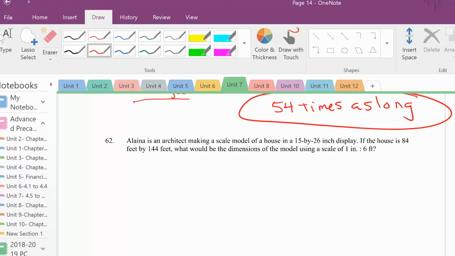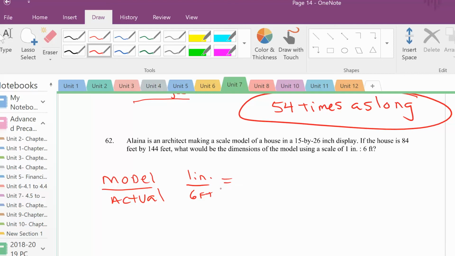So Elena here is an architect making a scale model of a house, 15 by 26 inches, for display. The house is 84 feet by 144 feet. What would the dimensions of the model be, using 1 inch for every 6 feet? So you have the model over the actual. So 1 inch is 6 feet.